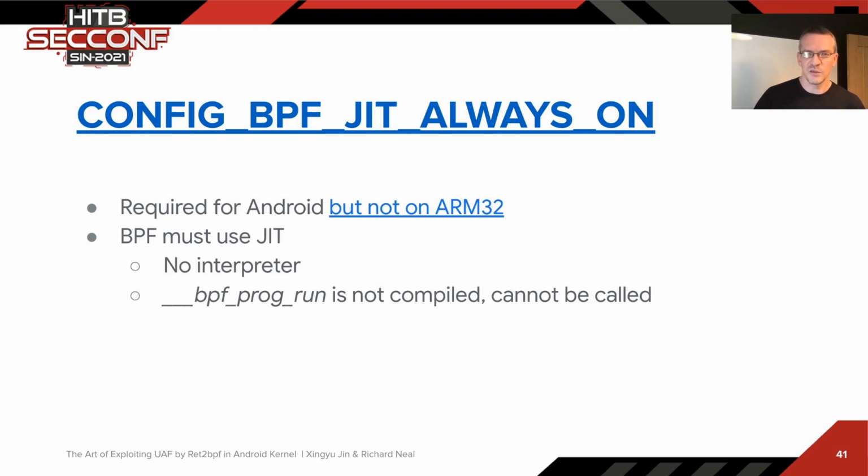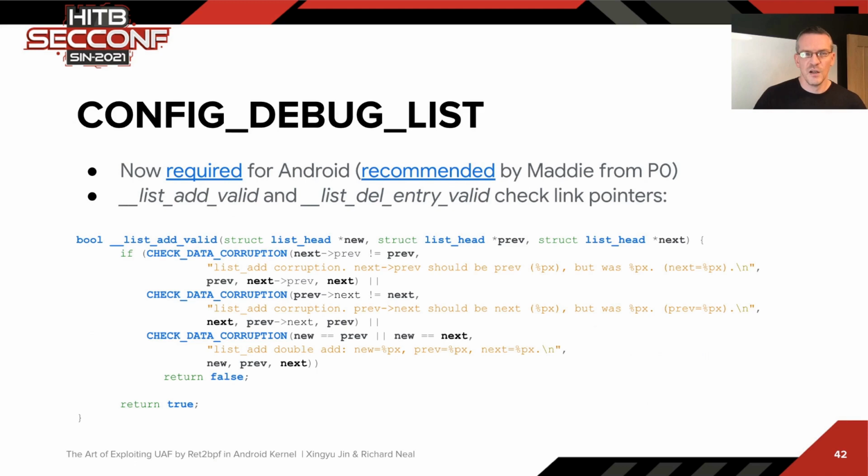The final kernel mitigation, config debug list, is another one recommended by Project Zero, this time by Maddie Stone, which is also now required for Android. After an operation on a linked list element, the forward and backward pointers are checked to ensure that the links between elements in the list are valid. This has a slight performance impact, but means that list corruption is detected as it occurs, which would stop the exploitation techniques described earlier from being used.